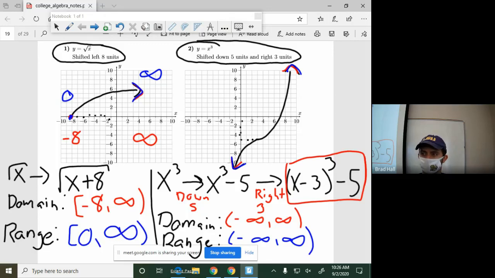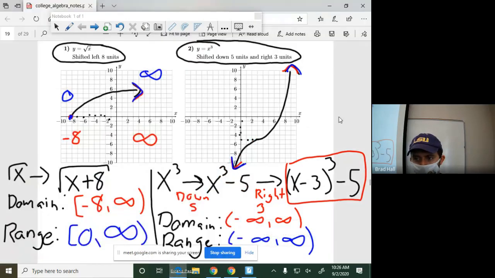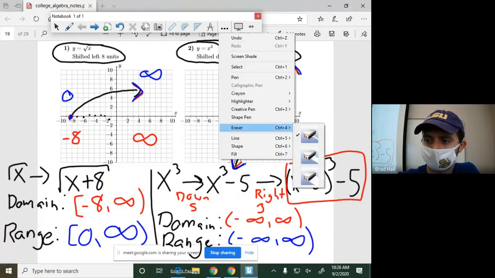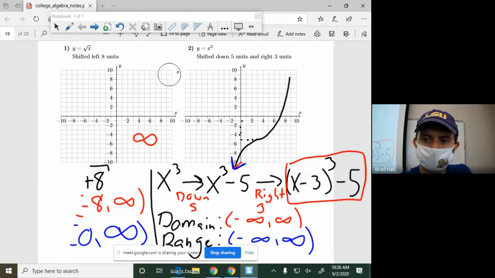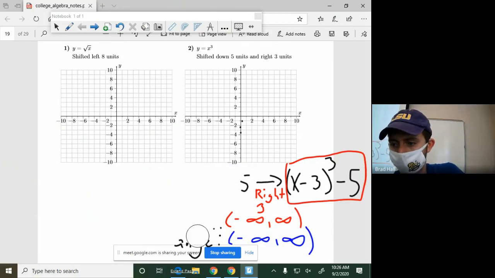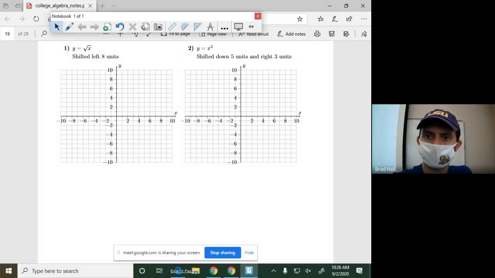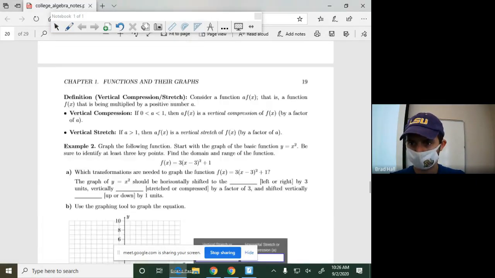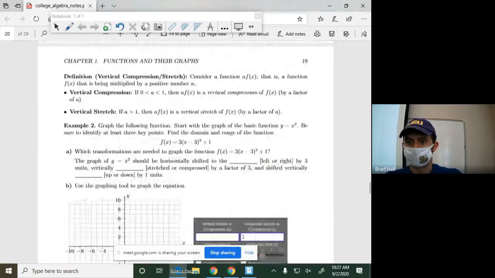Does anyone have any questions about either of these two? Okay. Well, let's go ahead and move on to the next example. Okay. 1, 2, 3. Okay, cool. So let's move on to the next example.